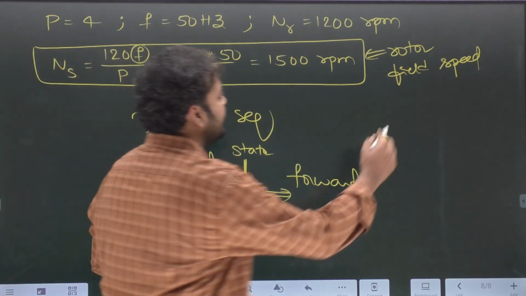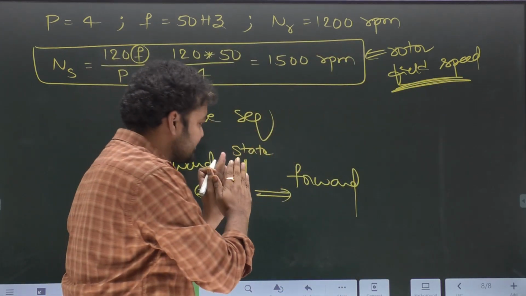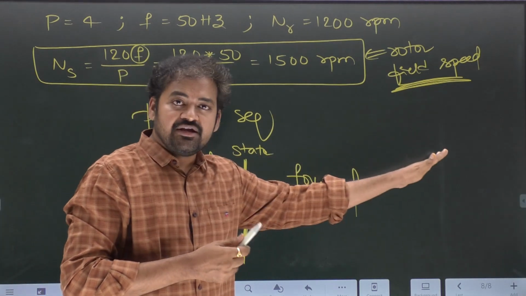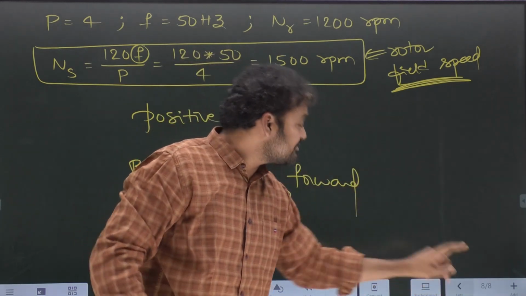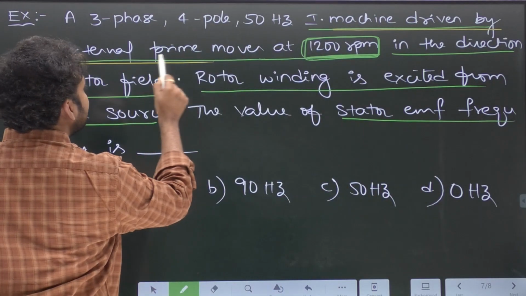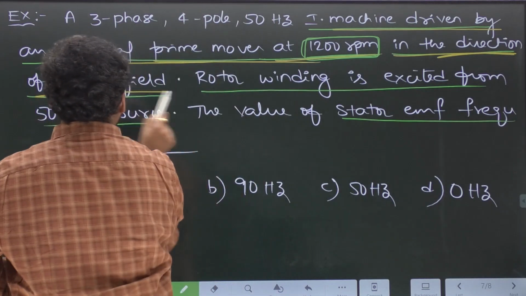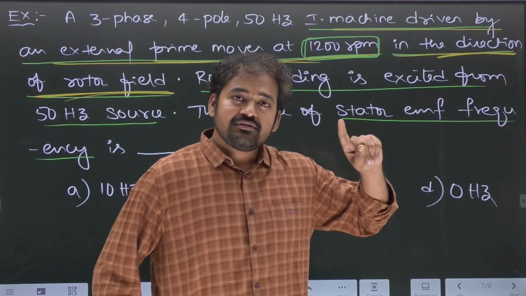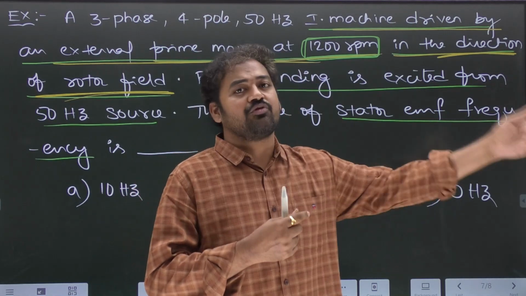So tell me now, in which direction is the rotor field rotating? Forward direction means, can I say, to the right side? If the rotor field is moving to the right side, can I say the rotor is also driven to the right side, because it was given that the induction machine is driven by an external prime mover at 1200 rpm in the direction of rotor field. The field is in the forward direction, which means the rotor was also driven in the forward direction.